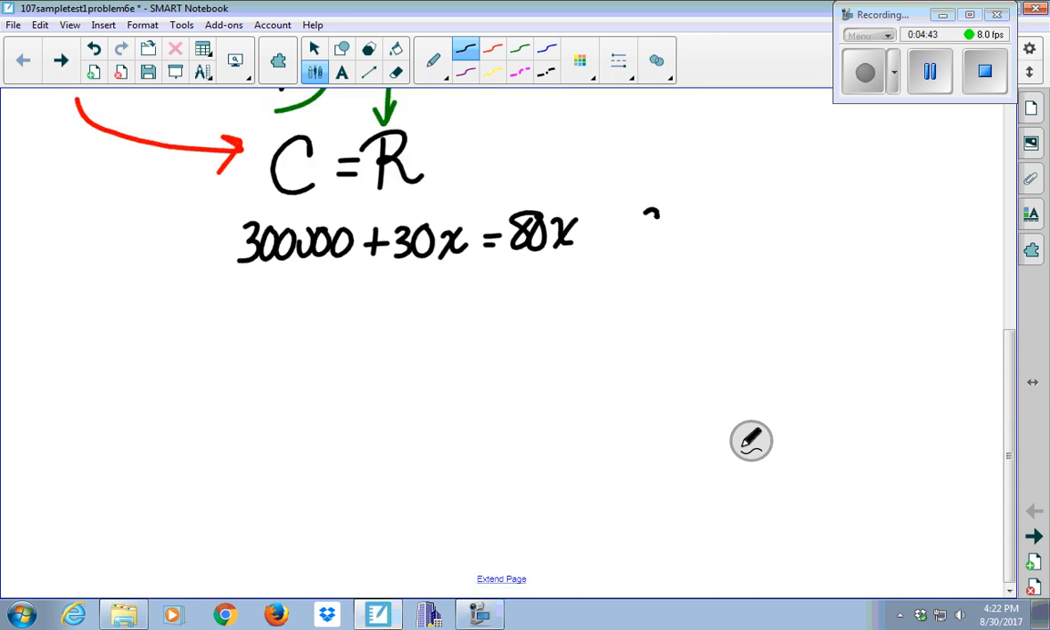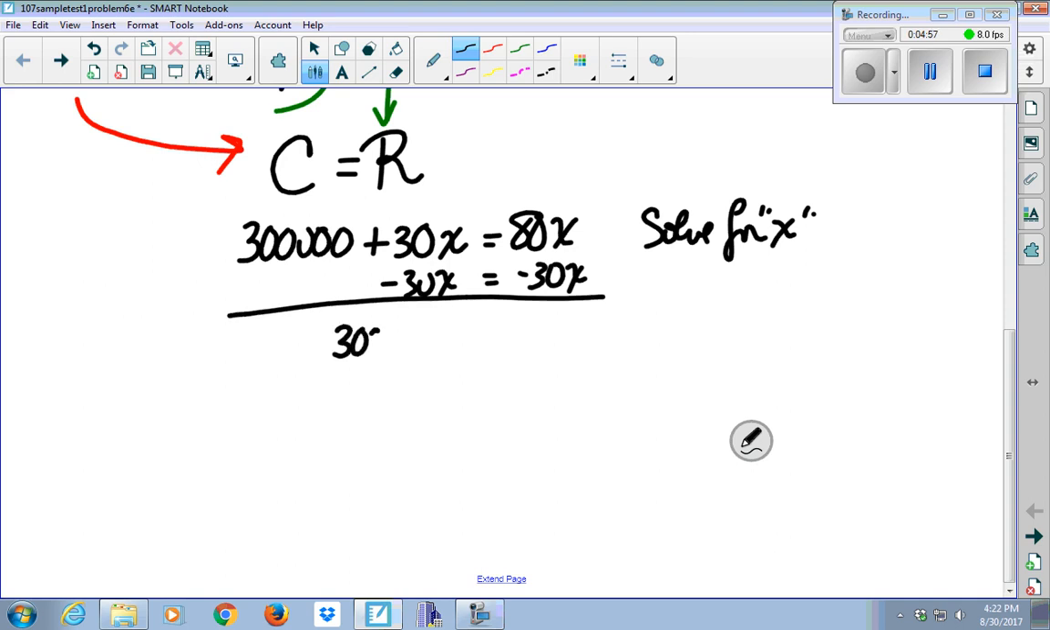So we're going to solve this equation for x. So we subtract 30x from both sides. And we're left with the constant 300,000 on the left side and 50x, the variable term, on the right side. Now to solve this, we divide both sides by 50, and we get 6,000 equals x.